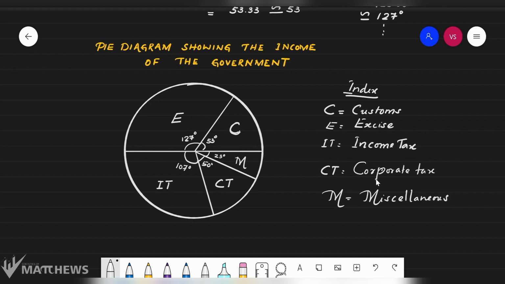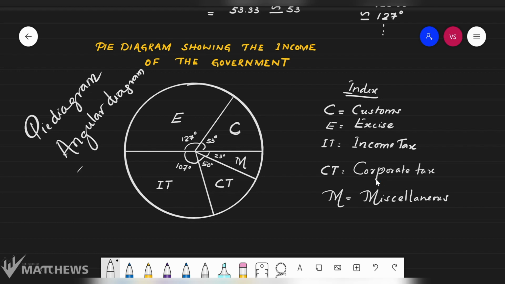This is how we do this sector diagram. We call this a pie diagram. We also can call this an angular diagram. We can also call this a sector diagram. All these are the same, students.